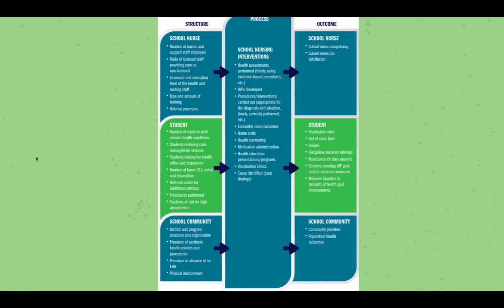So we're going to look here at this particular example. Cut it off a little bit at the top. Sorry about that.